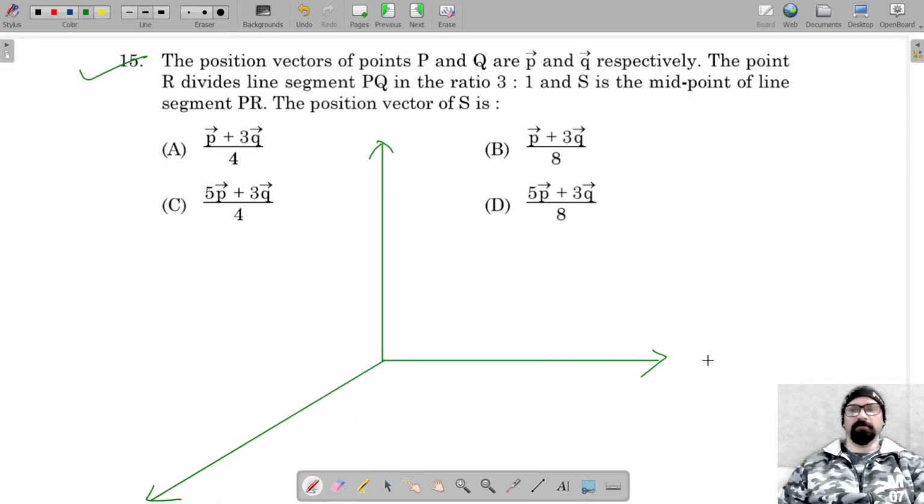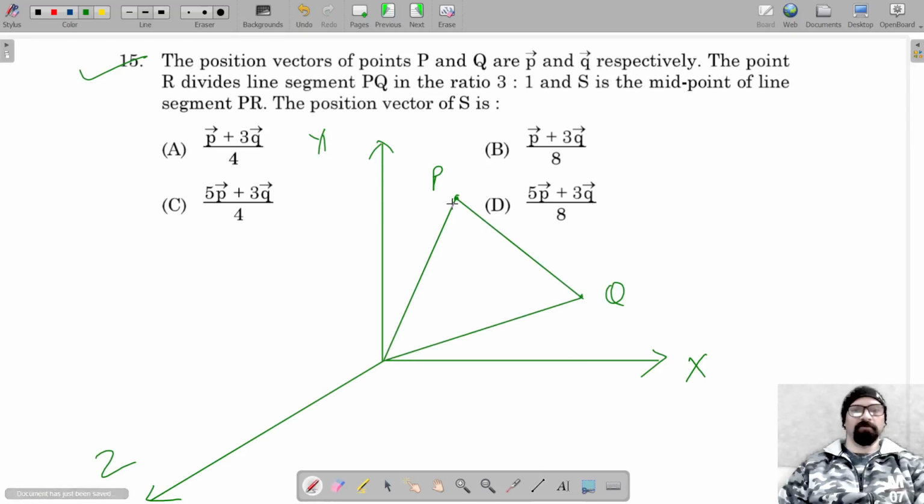Okay, so this is x, y, and z. Now there is a point P. Let's say this is a point P and this is a point Q, and their position vectors with respect to the origin are given. I'm going to join them as well. So the position vector of P with respect to O is P vector, and the position vector of Q with respect to O is Q vector.